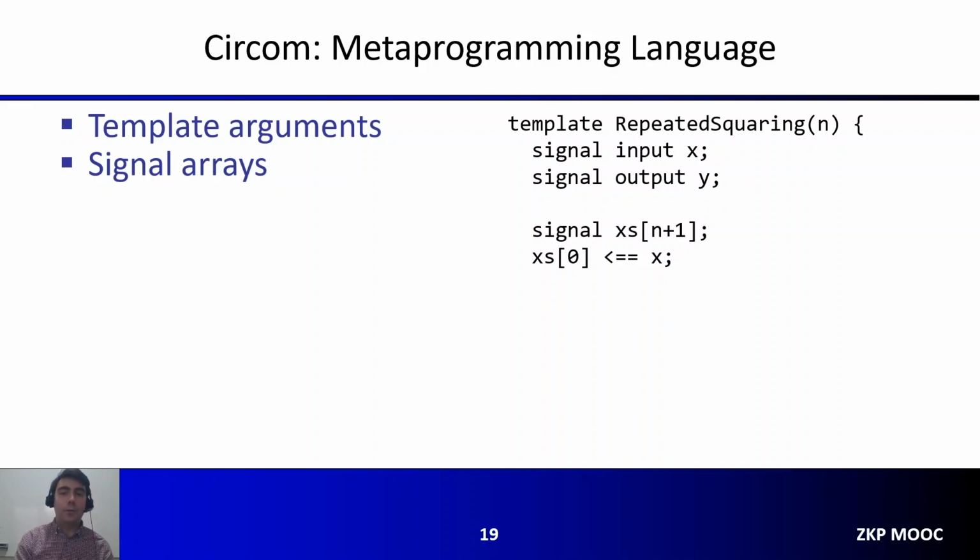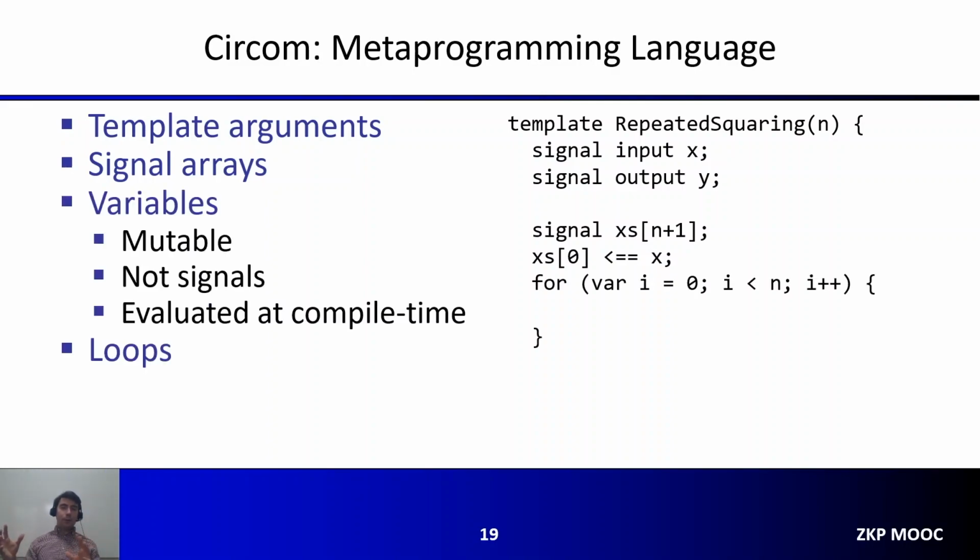Another thing that you can do with template arguments is you can create for loops whose bounds depend on template arguments. So here we're creating a for loop. The iteration variable is I. It starts at 0, and it goes up to n, the template argument, in steps of 1. So this is an example of a loop in Circom. The loop can declare an iteration variable, I.